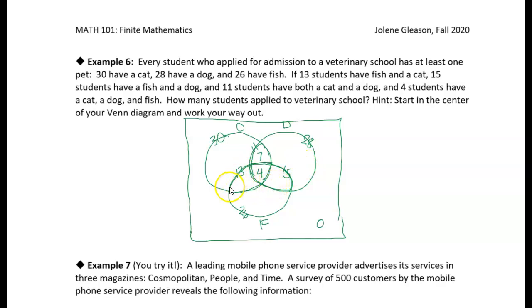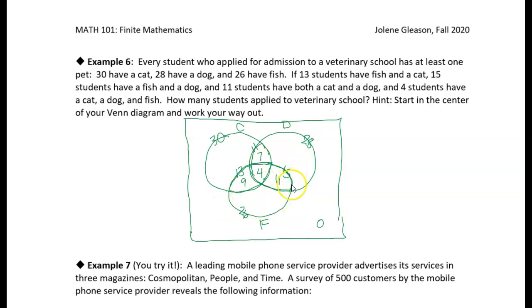All right. Again, we can look at the intersection of cat and fish. 13 people have a cat and fish, but 4 of those people already also have a dog. So there have to be 9 people who have cat and fish, but no dog. And then there are 15 people who have a dog and a fish, right? 4 of those people also have a cat. So that means that 11 people have a fish and a dog, but no cat.